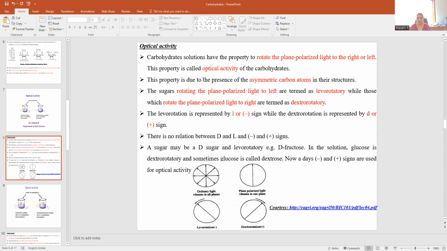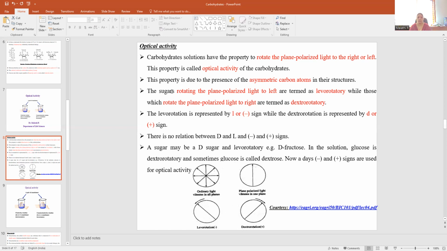This property is due to the presence of asymmetric carbon atom in the structure of the carbohydrate. Already we have studied about the chiral center. Based on the chiral center's location or the number of chiral centers, the property of rotating the plane polarized light to the right or left will be obtained by the particular carbohydrate molecule. The monosaccharides which have an asymmetric carbon atom have the property of optical activity if they possess the chiral center or chiral carbon atom. The chiral carbon atom is also called the asymmetric carbon atom.